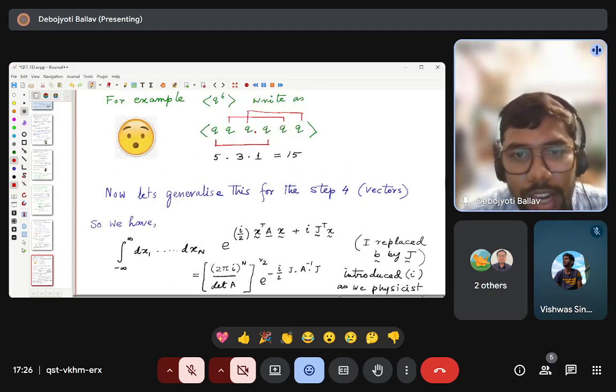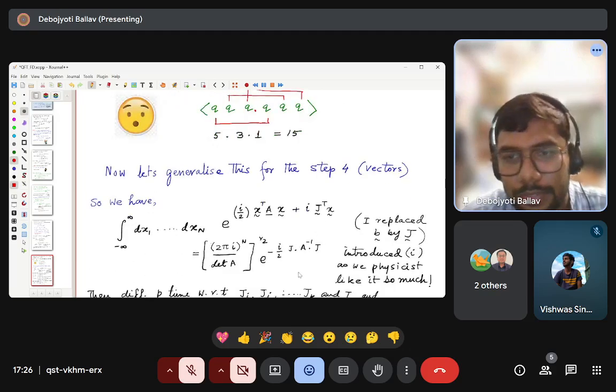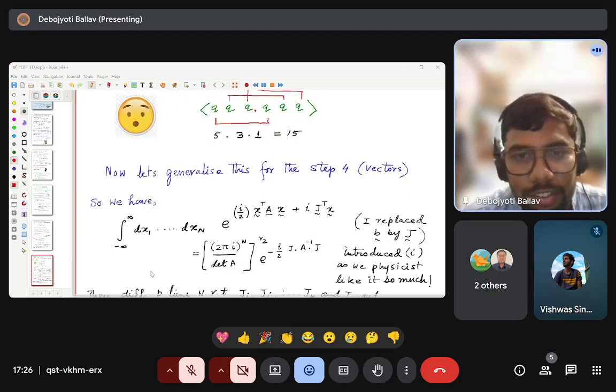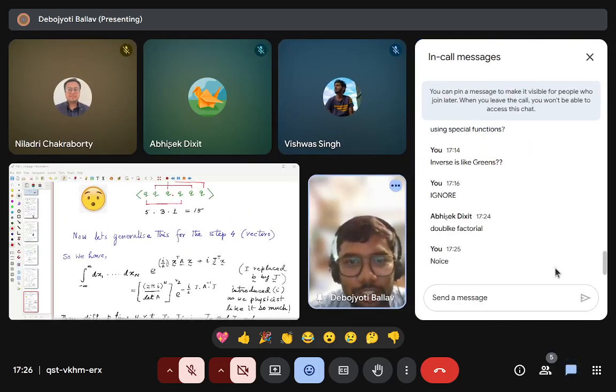So now, I put an i factor, because we are physicists, and physicists like to introduce i factors anytime they want, and that's why I just introduce a factor of i in front. I just replace this b by j with some analogy with quantum field theory, where this j is treated as some sources. And you know the answer. I have written the answer just putting the i factors.